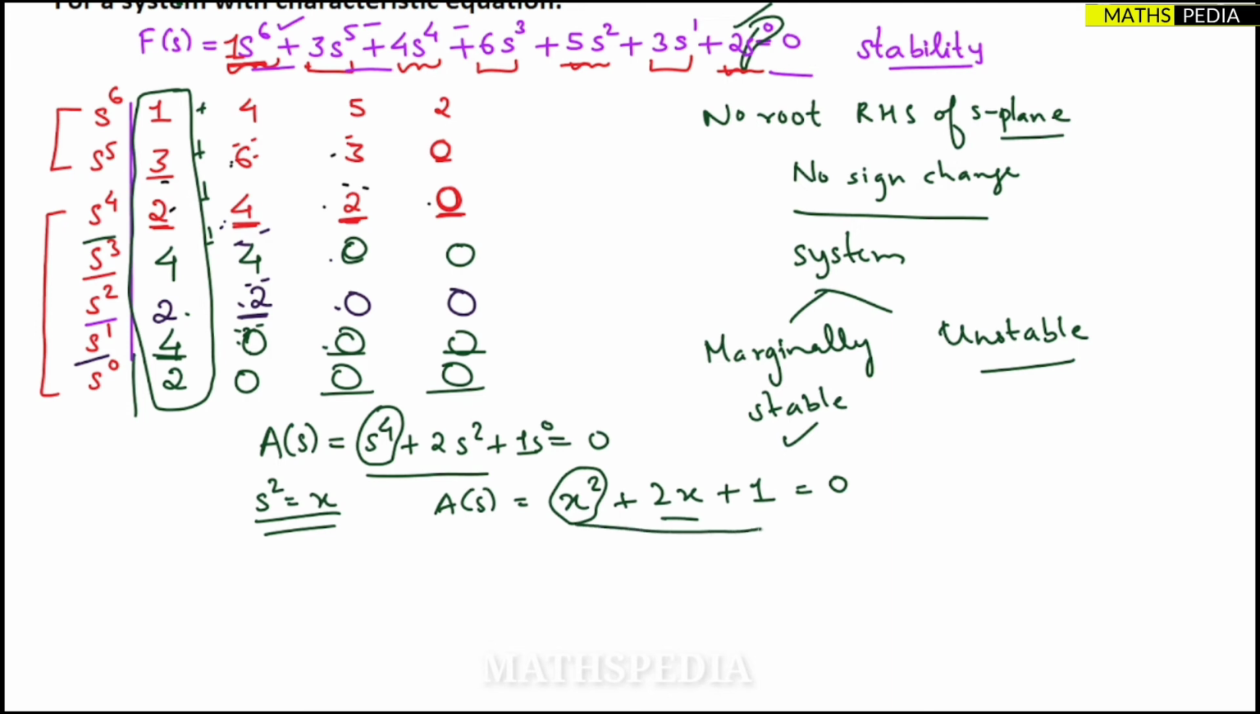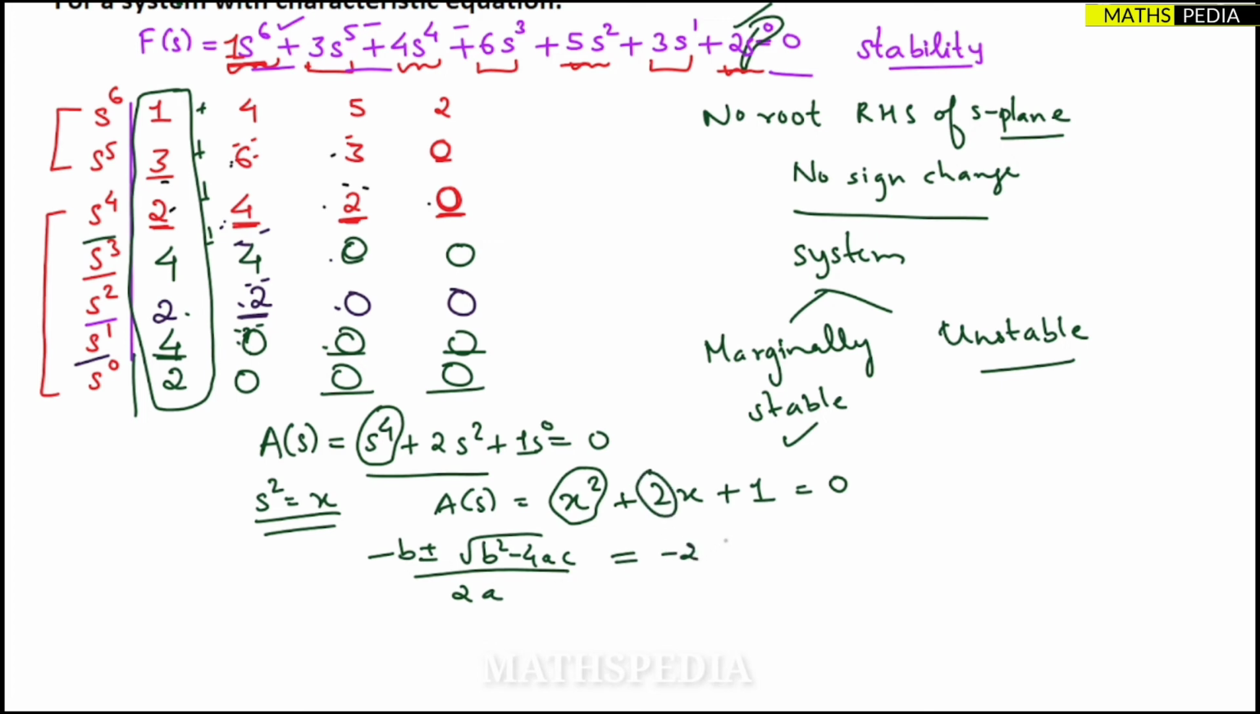Now I can simply solve this equation. This is quadratic, so I'll apply the quadratic formula. The quadratic formula basically means minus b plus or minus square root of b square minus 4ac, divided by 2a. So that becomes minus b, which is nothing but this one.